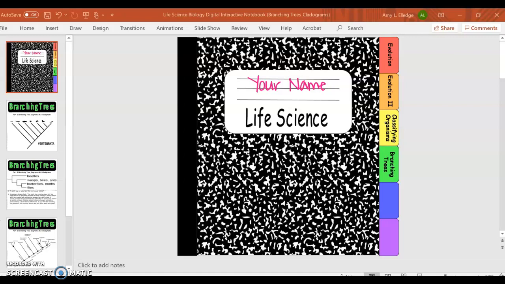Hi, so I want to give you guys a little bit of help with your practice with cladograms or branching trees. When you open up, you'll see there's a thing for your name here. So you're going to go ahead and put your name on your work.